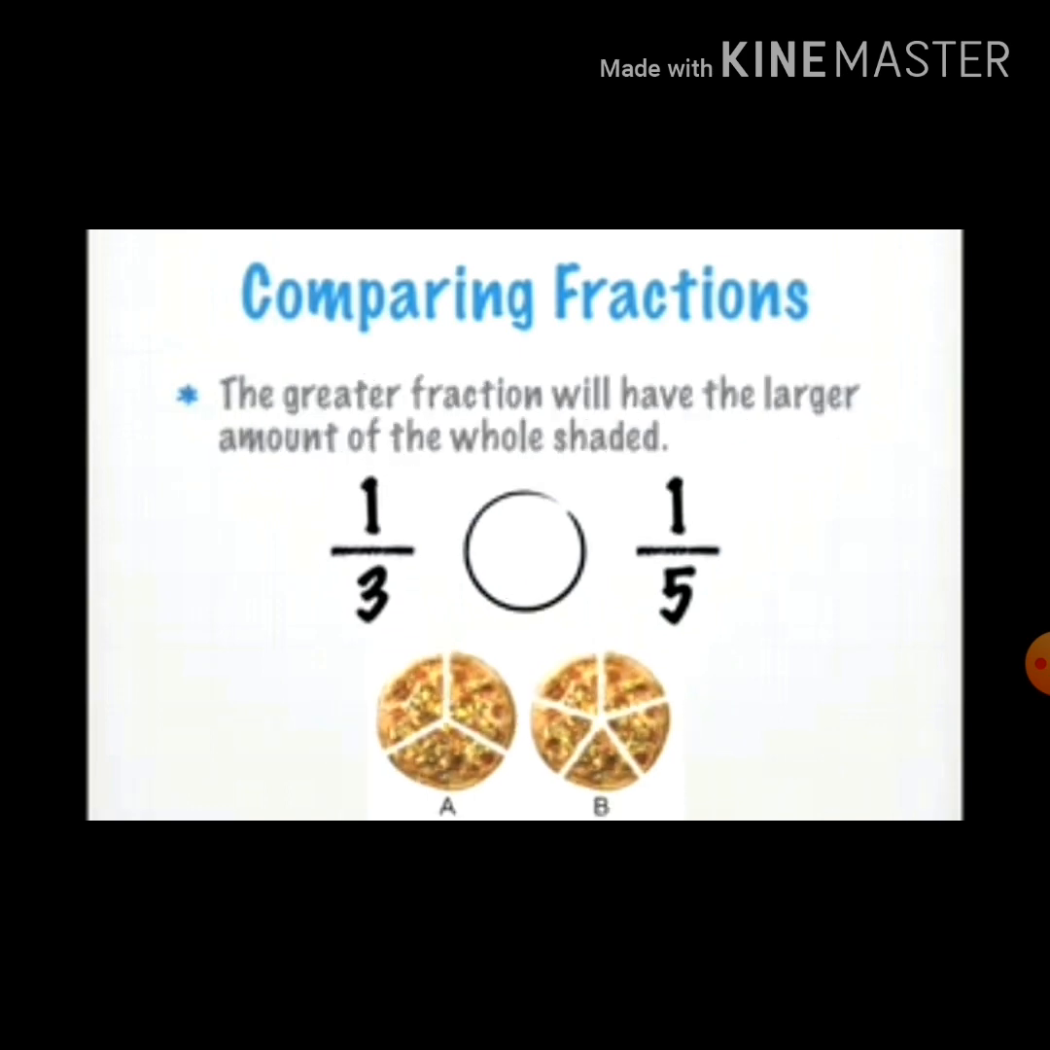Now, the greater fraction will have the larger amount of the whole shaded. Let's see. 1/3, we shaded one part of 3. 1/5, we shade one part out of 5. As you can see, the pizza that is cut into fewer parts, the part is larger. So the part of the 1/3 is bigger than the part that is cut into 5 parts. So the alligator will go to the greater fraction, which is 1/3. So 1/3 is greater than 1/5.